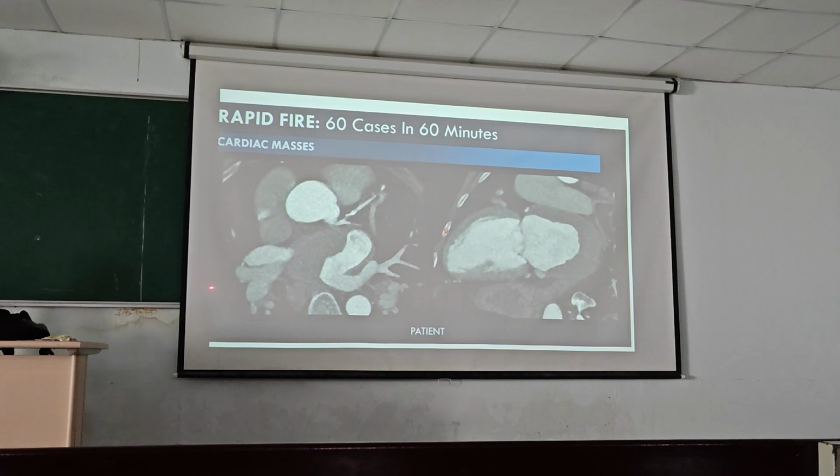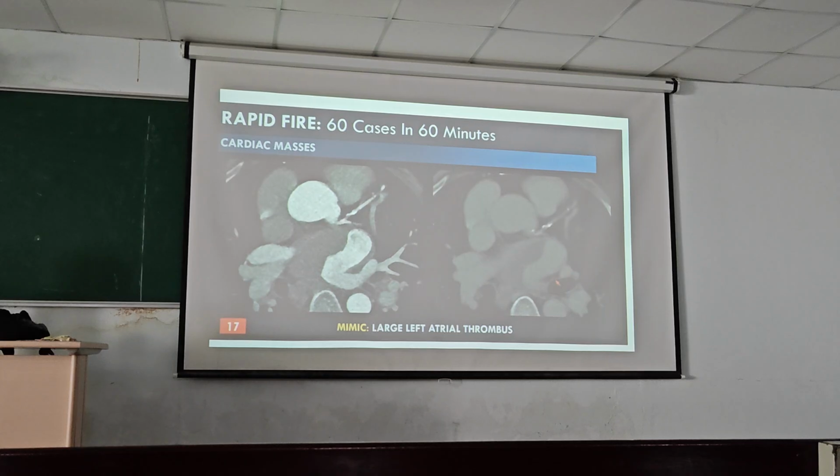And then this tumor right here. This one is kind of atypical because it's kind of adherent to the wall. And then it's actually a thrombus. So we do a lot of characterizing and differentiating between thrombus and tumor.